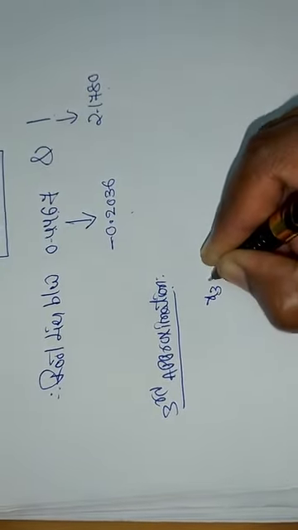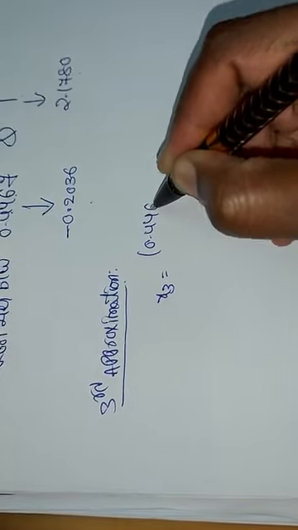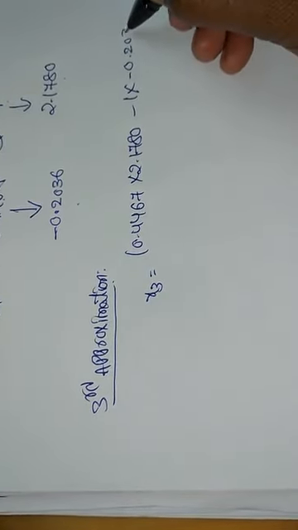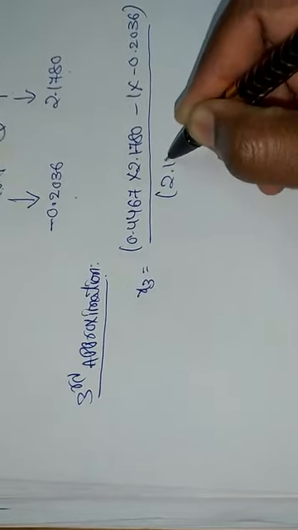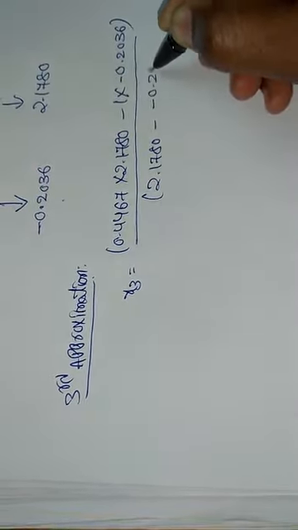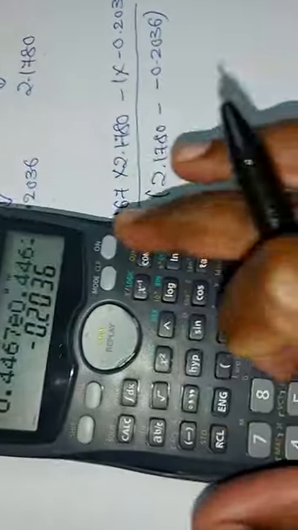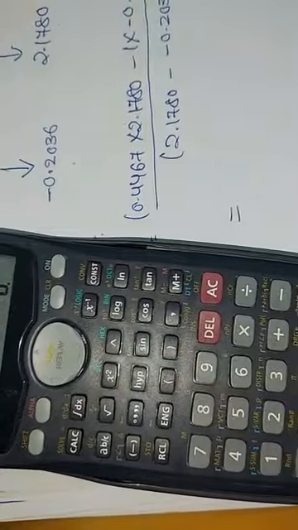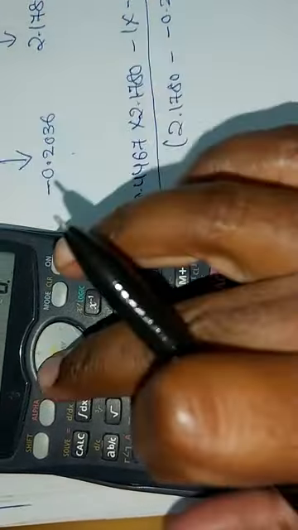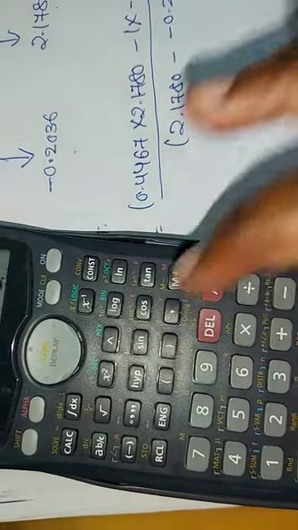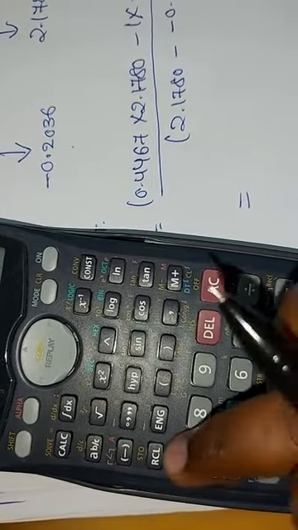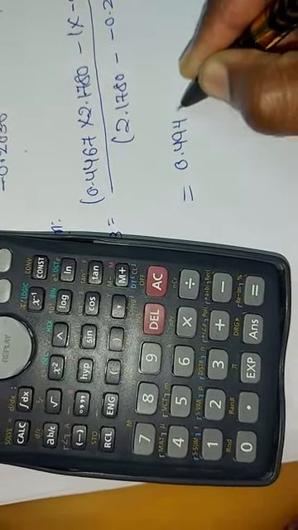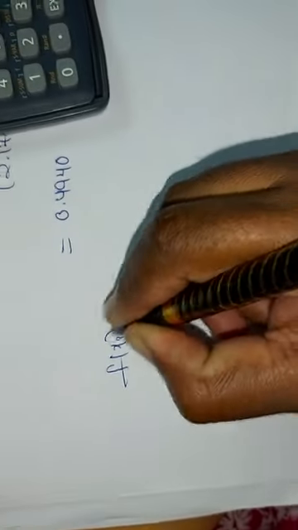The third approximation x3 will be calculated as 0.4467 into 2.1780 minus 1 into minus 0.2036, divided by 2.1780 minus minus 0.2036, that is 0.4940. Now calculate f of x3.